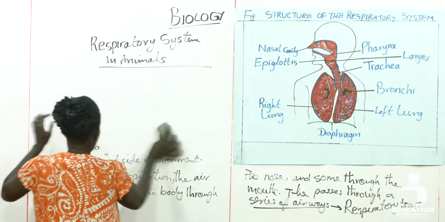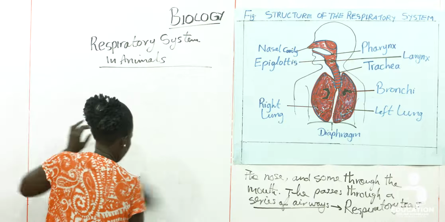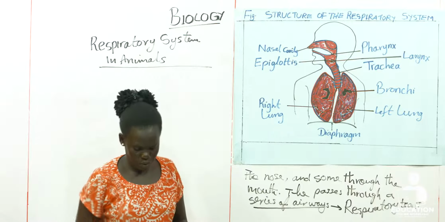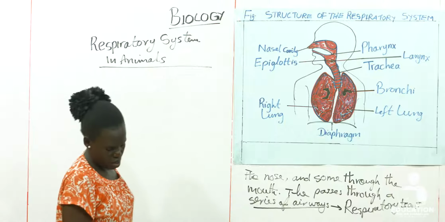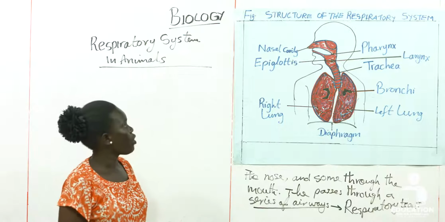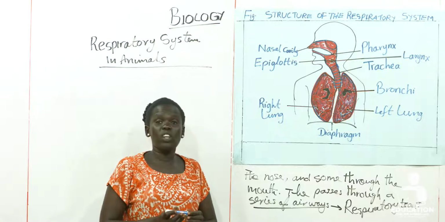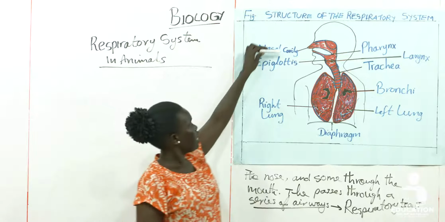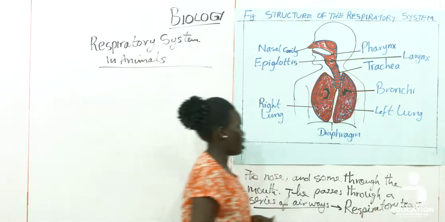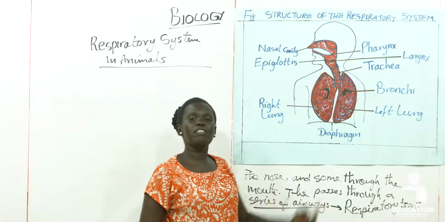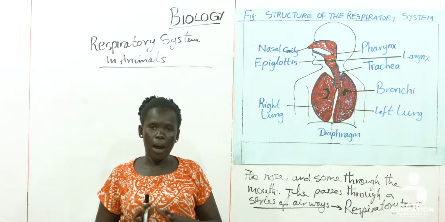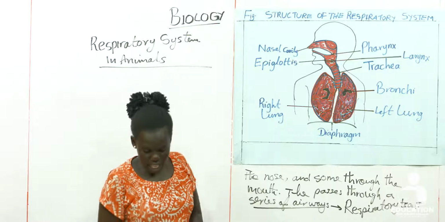So this respiratory tract can be divided into two. When we come to look at the structure of the respiratory system, which is referred to as the respiratory tract, the respiratory tract can be divided into two parts: the upper parts and the lower parts. Therefore, we look at the structure of the respiratory system.